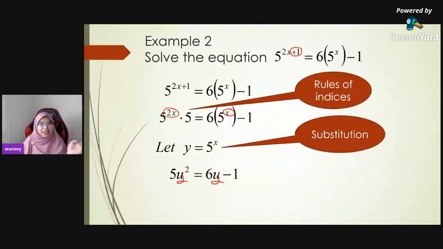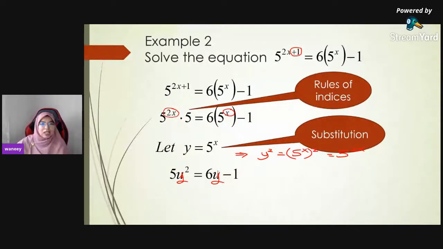Okay, so if y is equal to 5 to the power of x, that will mean if we have y square, then it will become 5 to the power of x square, which is simply 5 to the power of 2x. So that means in front here, we can easily change them to become y square times 5 equal to 6 times y minus 1. So you change it to y; I forgot to change it to y.